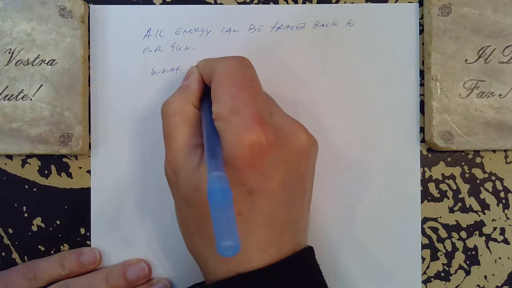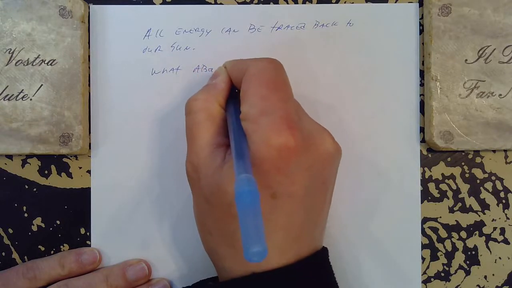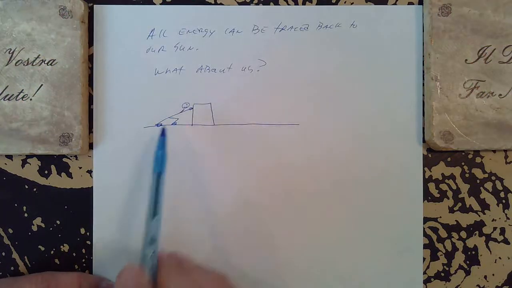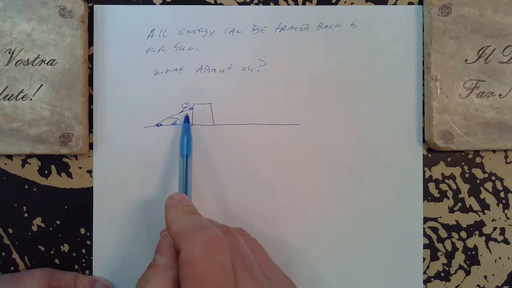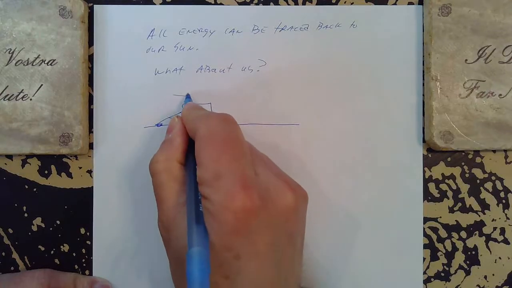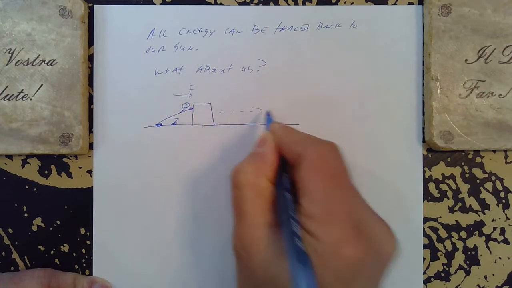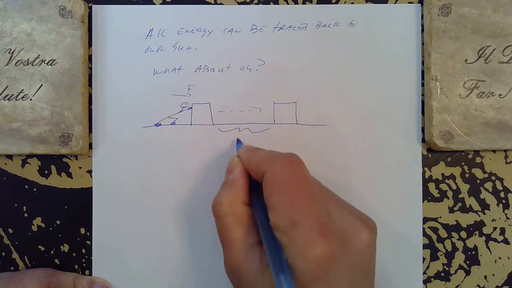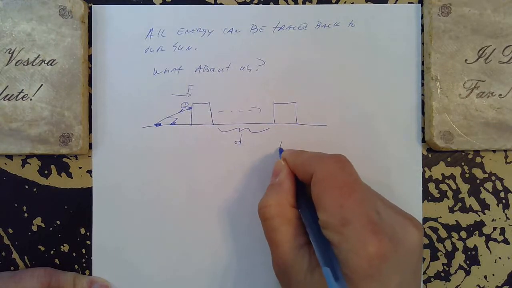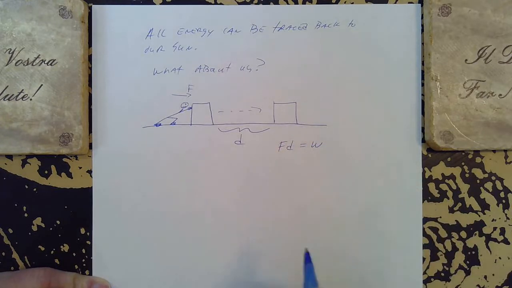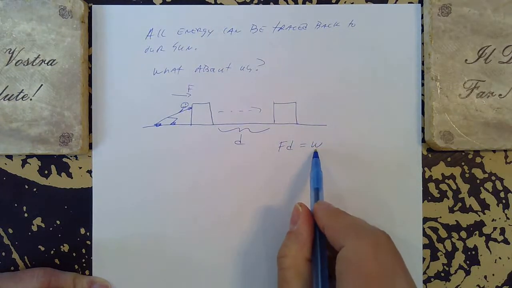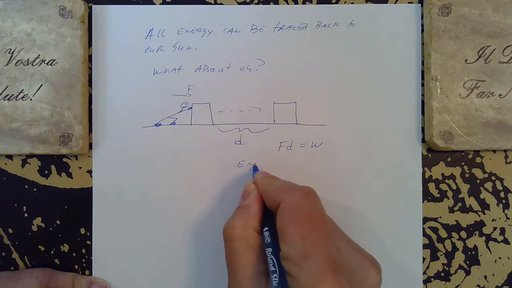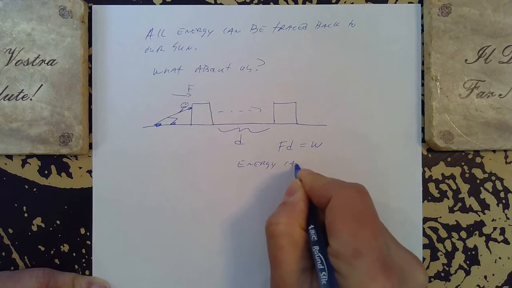What about us? So in this picture, I'm going to apply a force to this block, and I'm going to cause the block to move a certain distance. Force times distance equals work. Because work was done, energy must have been used. The energy came from me.